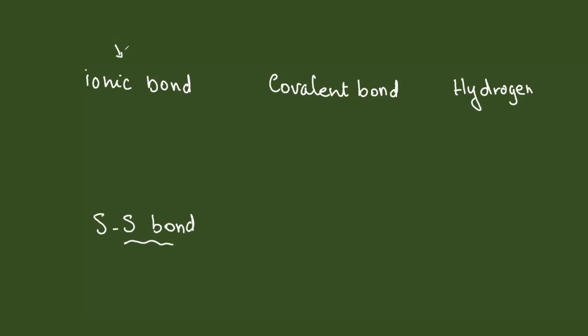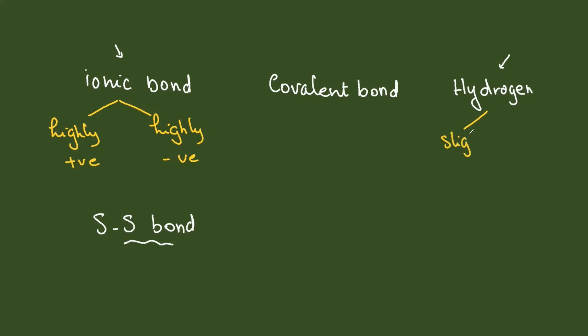It is somewhat similar to the hydrogen bond, but there is a slight difference. Ionic bond is nothing but electrostatic attraction force between highly positive ions and highly negative ions. But for hydrogen bonds, it's an electrostatic attractive force between slightly positive ions and slightly negative ions. This is the only difference.